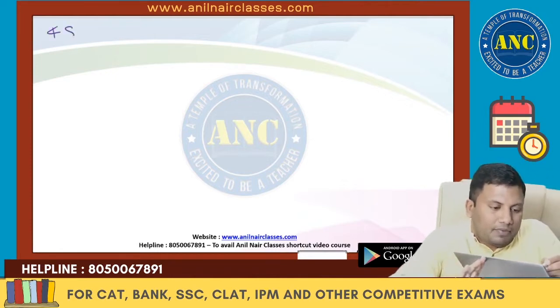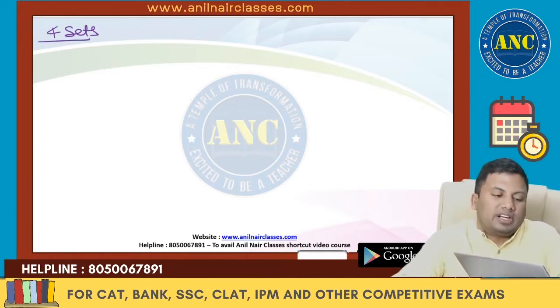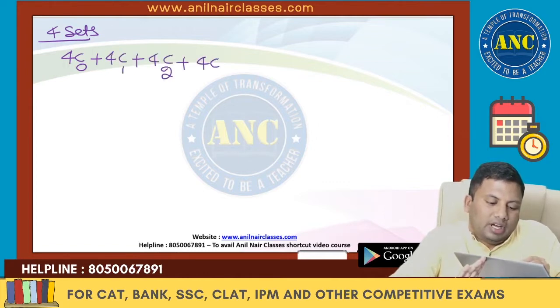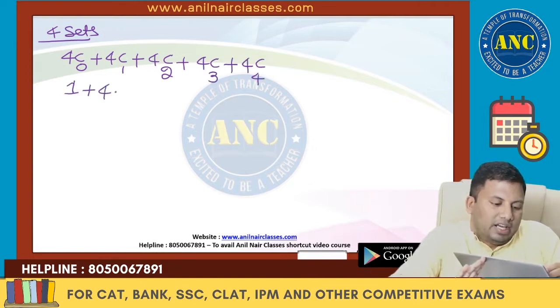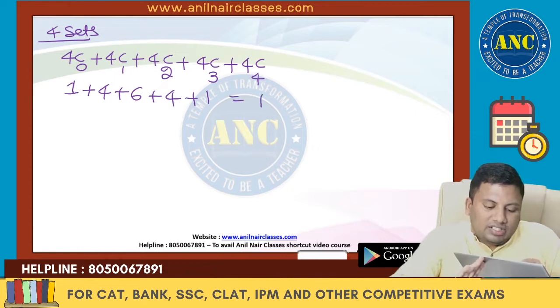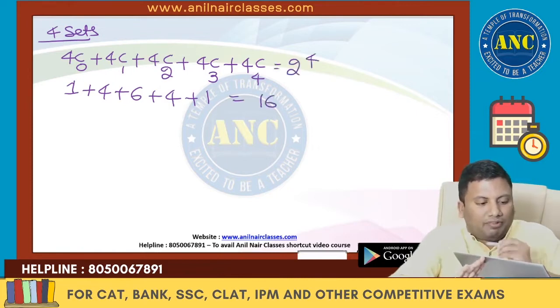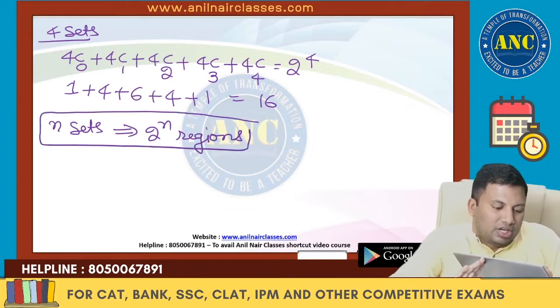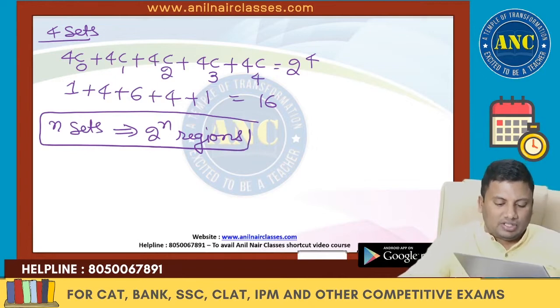Suppose 4 sets are there. I am not selecting any: 4C0. Then selecting 1, selecting 2, selecting 3, selecting 4. For NC0 it is 1, then 4, 6, 4, 1. So how much did we get? 16, which is nothing but 2 power 4. So the first important conclusion is, if there are n sets, there has to be 2 power n regions.